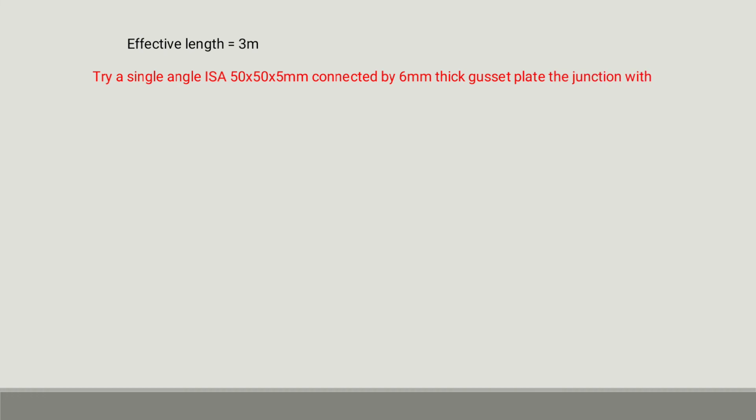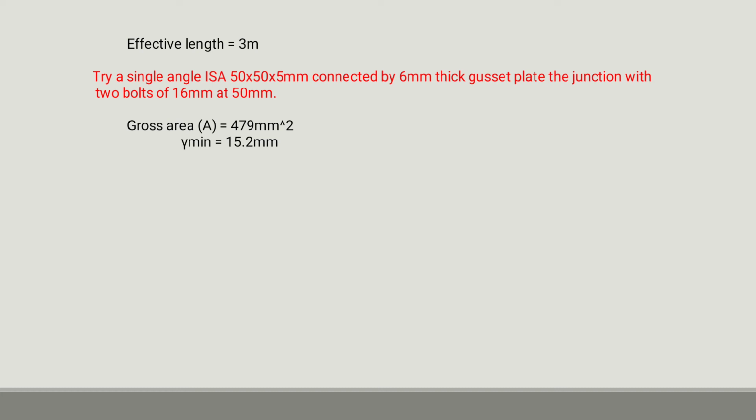Then effective length is equal to 3 meter. So try a single angle. ISA 50 into 50 into 5 mm connected by 6 mm thick gusset plate with the junction with the two bolts of 16 mm at 50 mm. Then cross section area is equal to 479 mm square. Then Y minimum is equal to 15.2 mm.